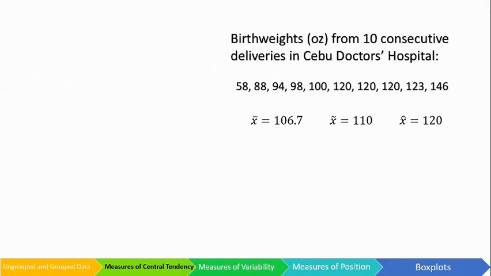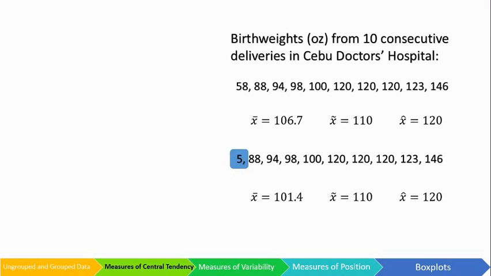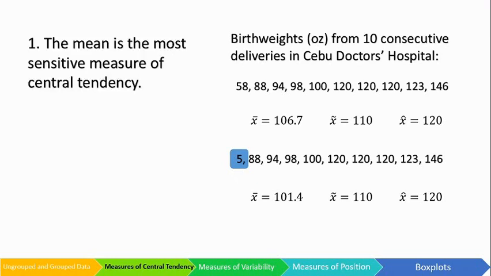On a final note, let's take a look into some of the properties of these measures. So from the original data, what if we inadvertently wrote 58 as 5? We notice that only the mean changed, the median and the mode remained the same. This is the reason why we say that the mean is the most sensitive measure of central tendency, because it reacts to any kind of change in the data points.